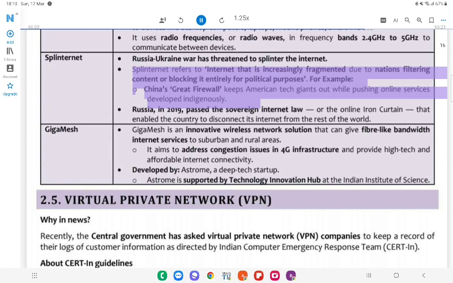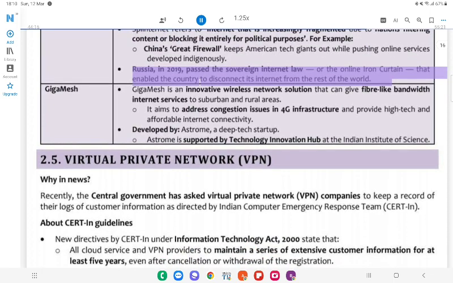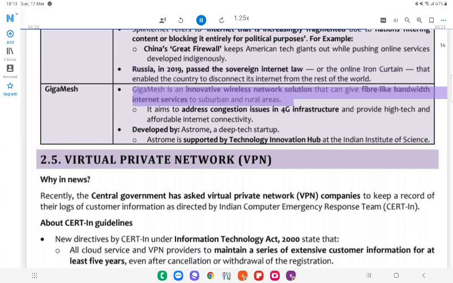Splinternet refers to an internet that is increasingly fragmented due to nations filtering content or blocking it entirely for political purposes. For example, China's Great Firewall keeps American tech giants out while pushing online services developed indigenously. Russia, in 2019, passed the Sovereign Internet Law, or the Online Iron Curtain, that enabled the Kremlin to disconnect its internet from the rest of the world.